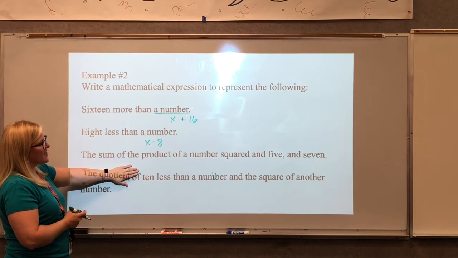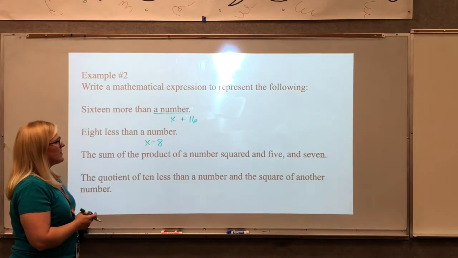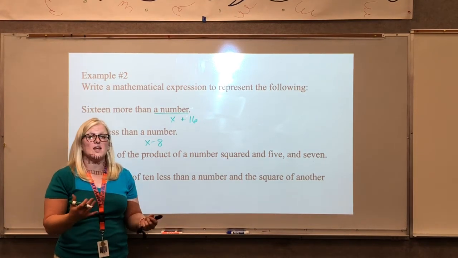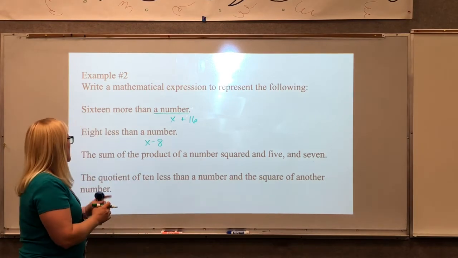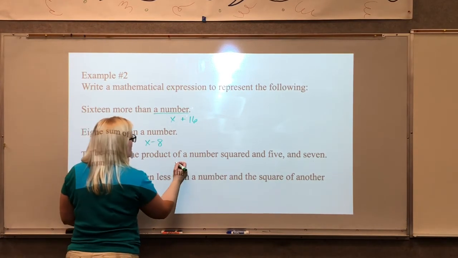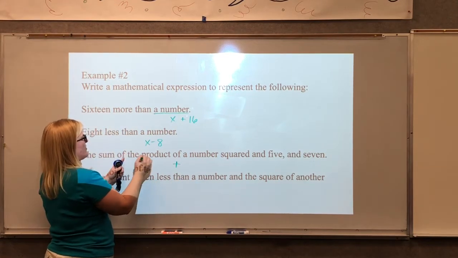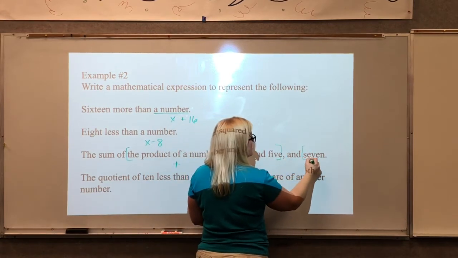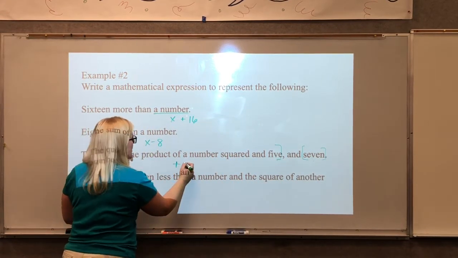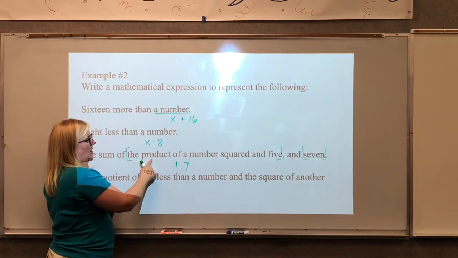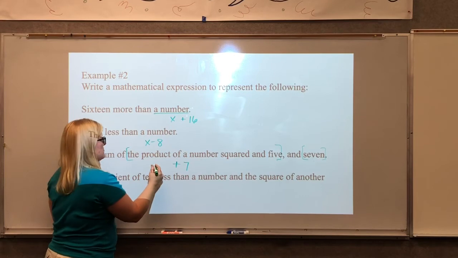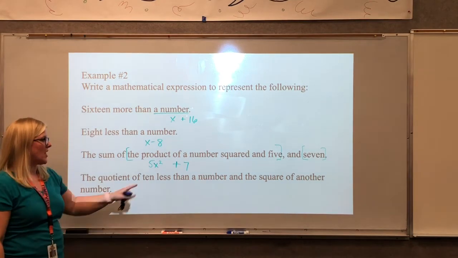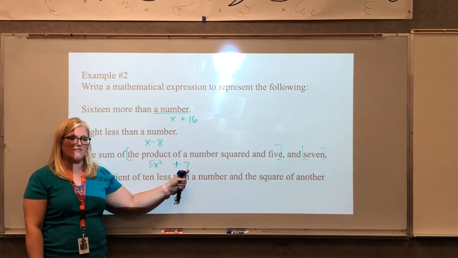Okay, the sum of the product of a number squared and 5 and 7. Okay, that sounds really confusing. So let's just look at it and break it down a little bit. So we know it's the sum of 2 different things. So it's the sum of the first part, the product of a number squared and 5, and the second part is 7. So we know the second part's 7. This next part is the product of a number squared and 5. And since it's a product, they're being multiplied. So this is 5x squared plus 7.